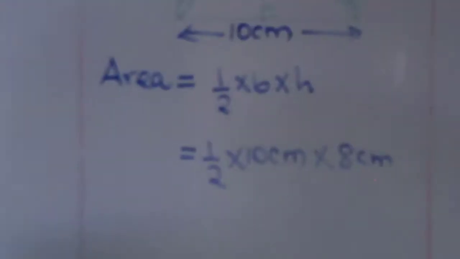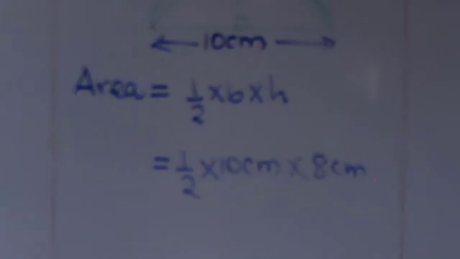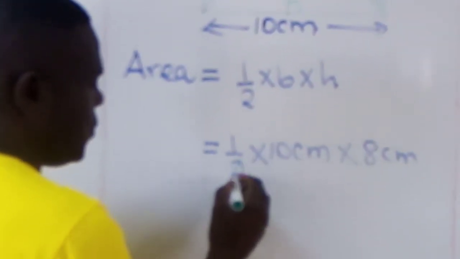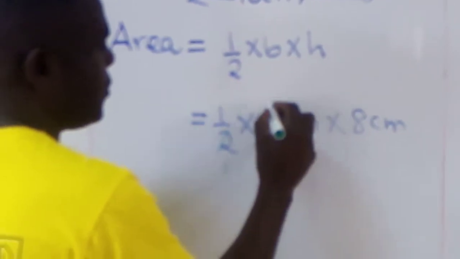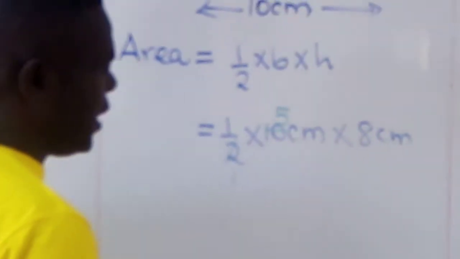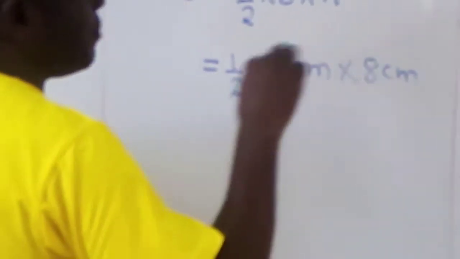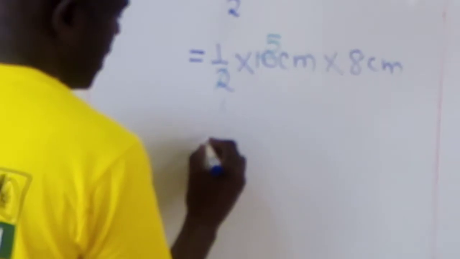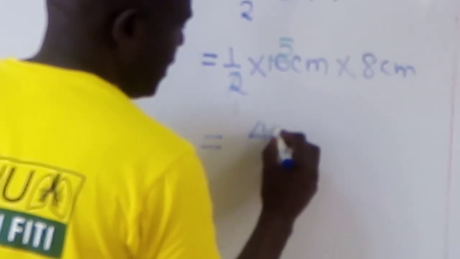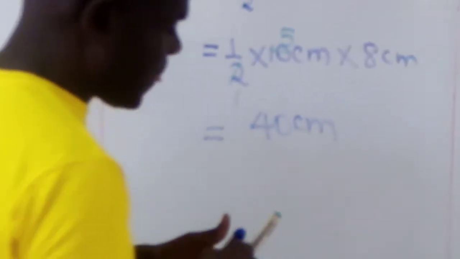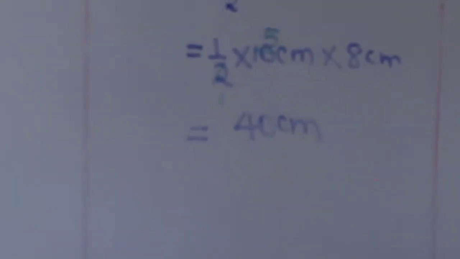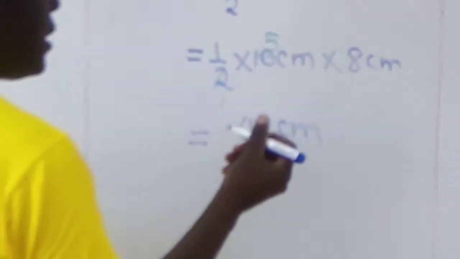I hope, boys and girls, you are understanding. Now, we have to do what you call cancelling. We simplify by cancelling. By 2, 1, and by 2, 5. So we multiply 5 centimeters by 8 centimeters, we get 40 centimeters. Now remember, it is 40 centimeters squared.